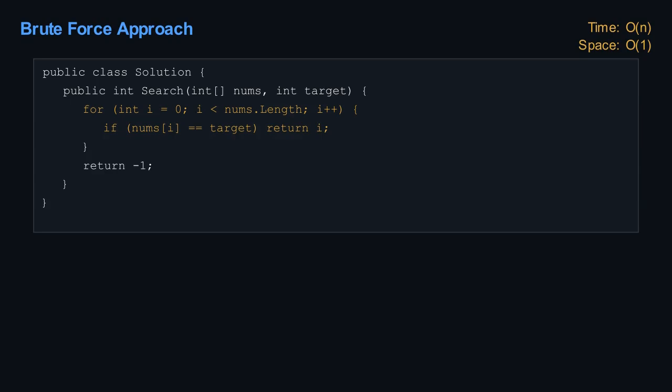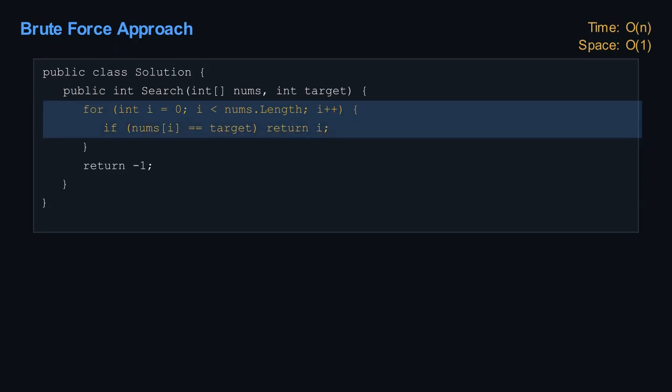The naive way is to walk through the array from the start, checking each element until we either find the target or run out of items. That linear scan runs in O(n) time and uses only constant extra space, but it ignores the fact that the data is already sorted, so we waste a lot of comparisons on large inputs.